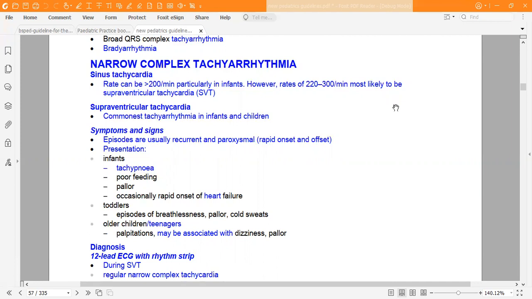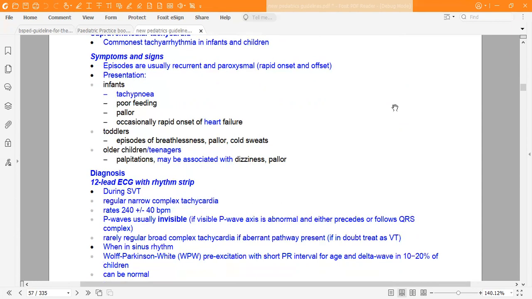Symptoms and signs. Episodes are usually recurrent and paroxysmal, with rapid onset and offset. So it's recurrent episodes, paroxysmal, on and off. Presentation in infants: it would be in the form of tachypnea, poor feeding, pallor, occasionally rapid onset of heart failure. In toddlers, episodes of breathlessness, pallor, cold sweats. In older children or teenagers, in the form of palpitations, may be associated with dizziness or pallor.